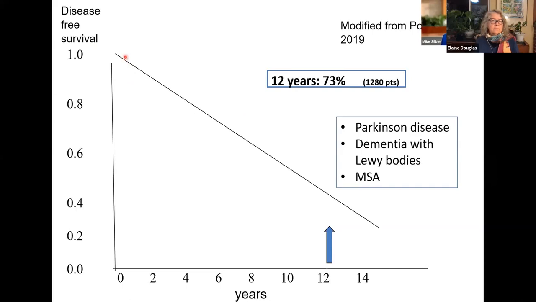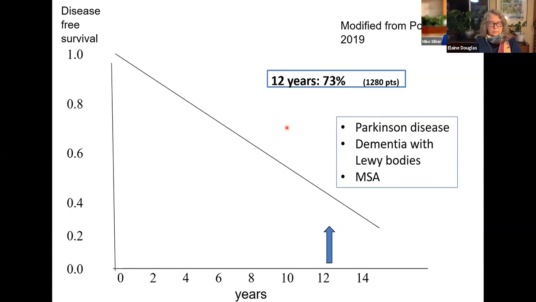Early on, it is not possible to say which of these disorders the patient will develop, or any of them. Remember, even by 12 years, only 73% have developed them. But as the disorder progresses and other symptoms develop, it becomes easier and easier to determine which of these three disorders they are developing.